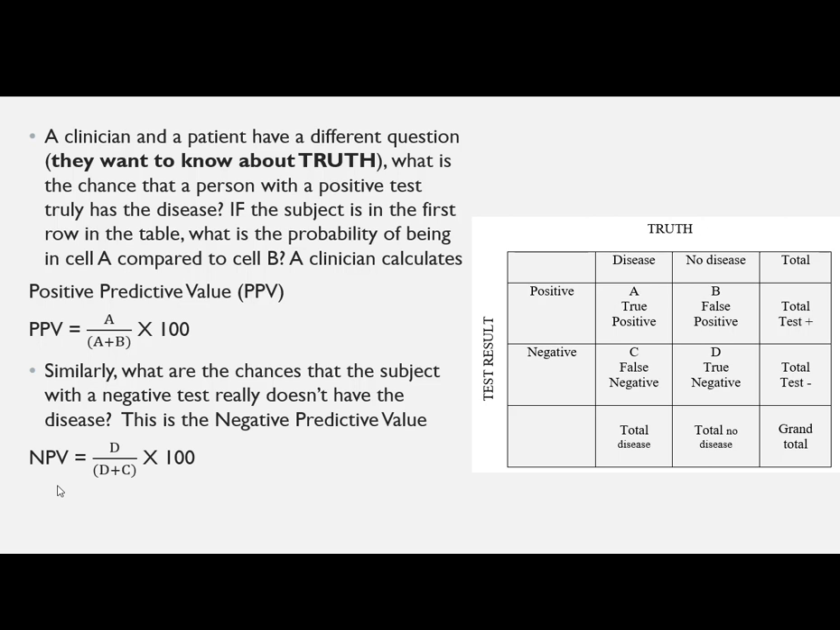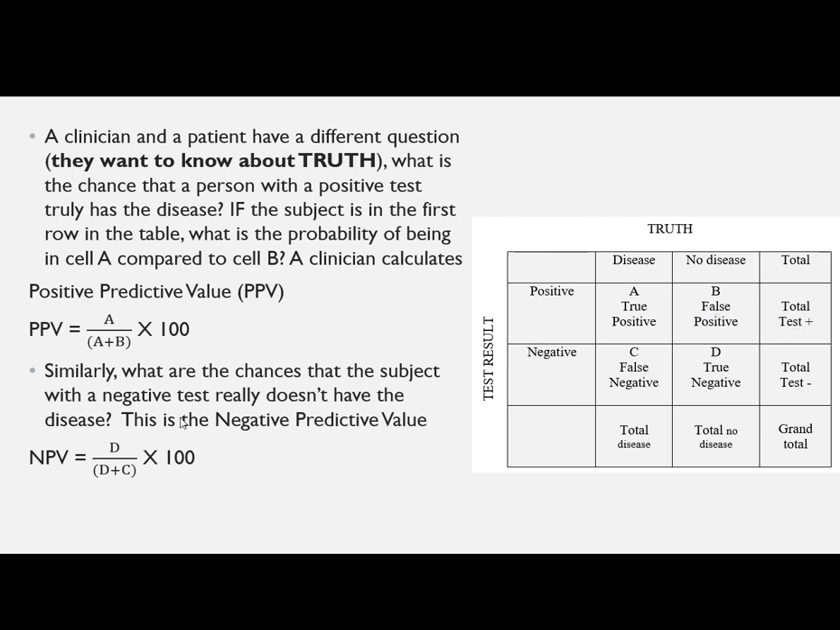Now, if you're a clinician or a patient, you have a different question. You want to know about the truth. You want to know what is the chance that a person with a positive test actually has the disease. If the subject is in the first row in the table, what is the probability in cell A compared to cell B? A clinician calculates positive predictive value, the PPV, which is A over A plus B. So before, sensitivity was interested in this column, now positive predictive value is interested in the rows. So A over A plus B, which is the total test positive.